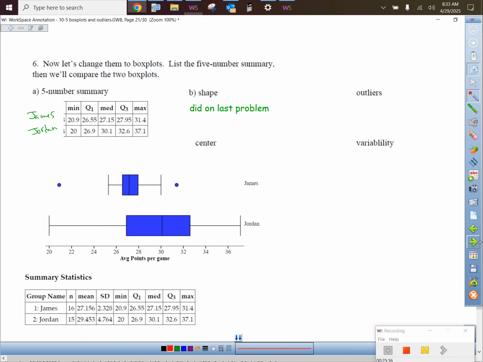The center is the next question they ask us to find. What are you looking for in the 5-number summary to find the center? The median, right? So you're just going to list both medians. James's center is 27.15, and Jordan's is 30.1.